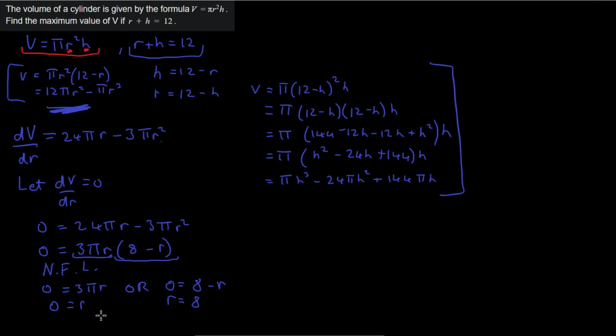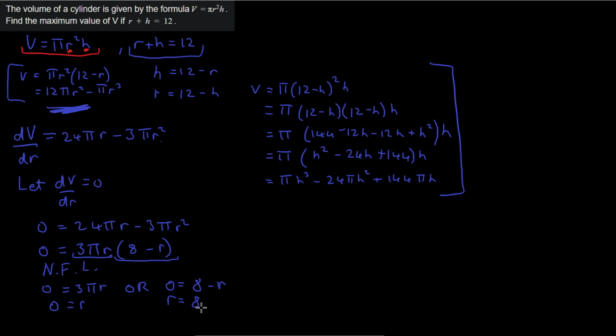And also that wouldn't give a maximum value. If a cylinder had a radius of 0, the volume would be 0. So that's kind of useless. So r equals 8, that's what we want to look at. But for the sake of completeness, let's look at all of these values. So let's make a gradient table.